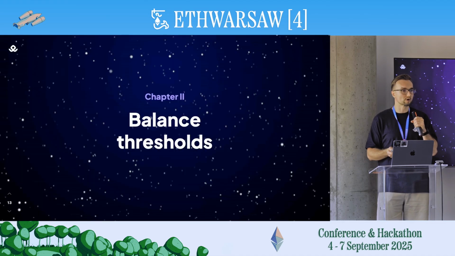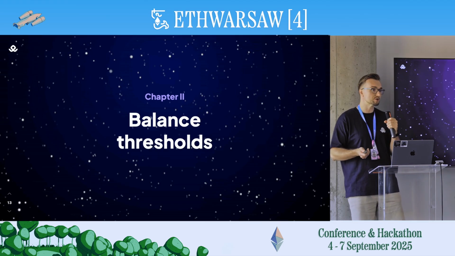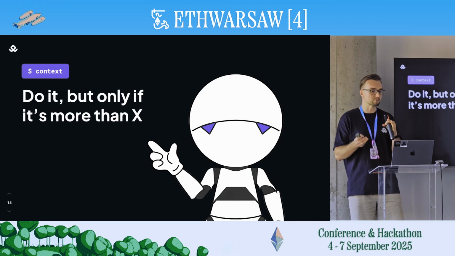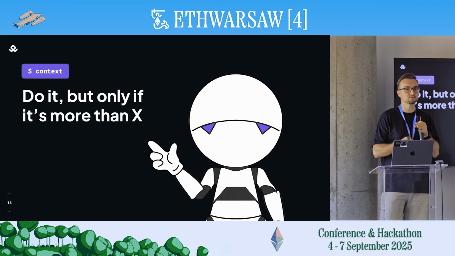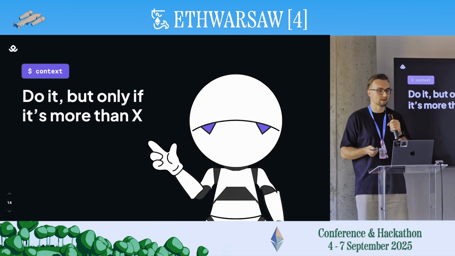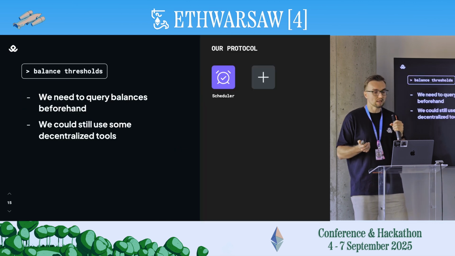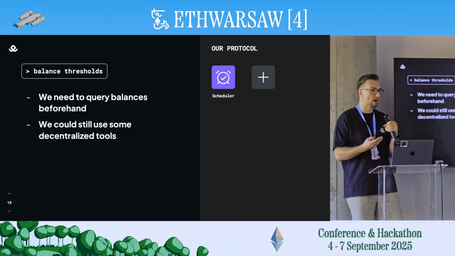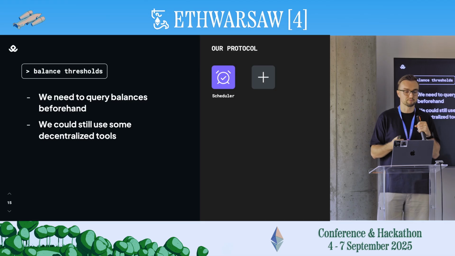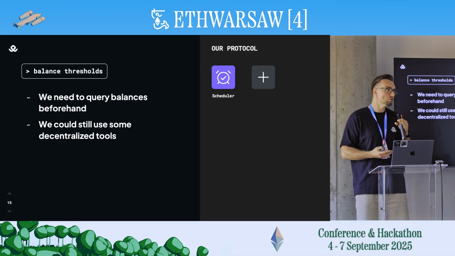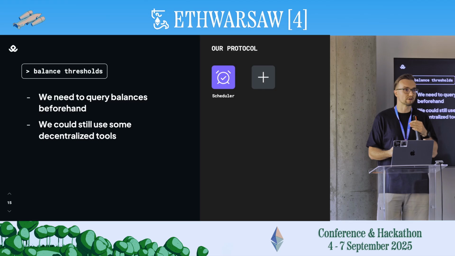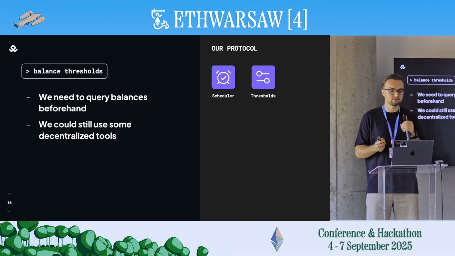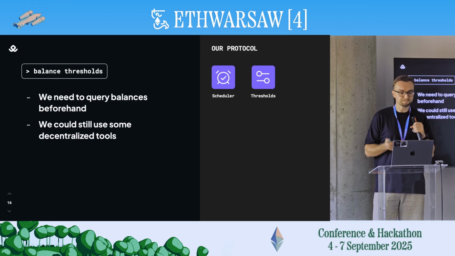If we want to go a little bit further, you want to check balance thresholds. So you want to do the transfer, but only if there is more than X tokens in the account, in the address. You need to query balances beforehand before you automate this transaction. And again, you could potentially use Gelato or Defender for this. So we've added thresholds so you can check them.